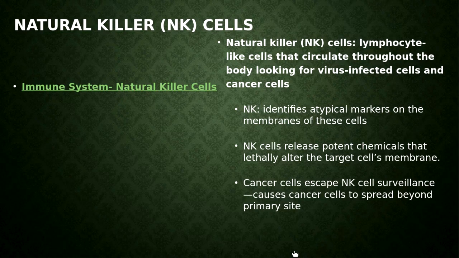So your natural killer cells, or NK cells, they're lymphocyte cells that circulate throughout the body, looking for any type of virus or cancer cell, because they want to gobble those up. The killer cells identify typical markers in the membranes of these cells, so that's what they're attached to. That's what they're looking for, particular markers in those cells. Then they release chemicals that alter the cell's membrane.